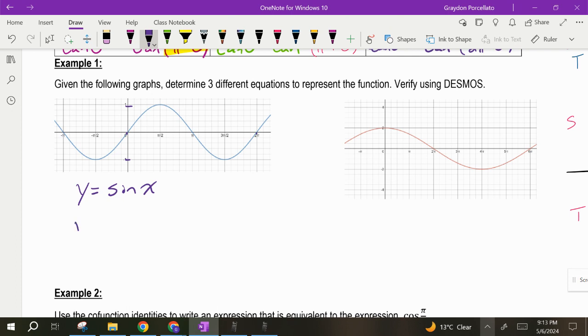Let's try another one. I'm going to do y equals cos, and its cos graph has been shifted. There's my first maximum, has been shifted pi over 2 to the right. So x minus pi over 2.